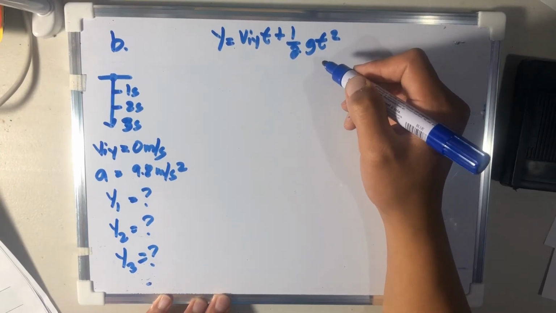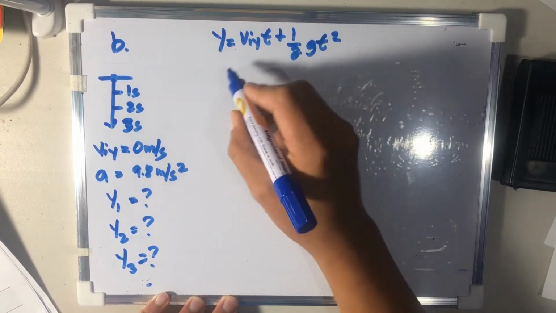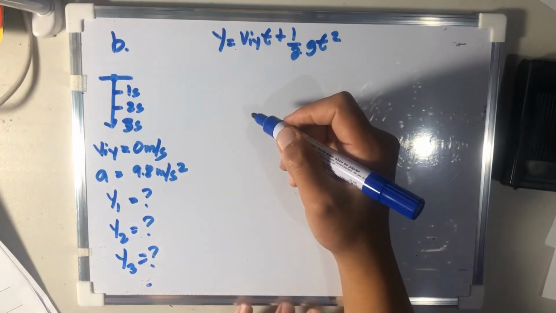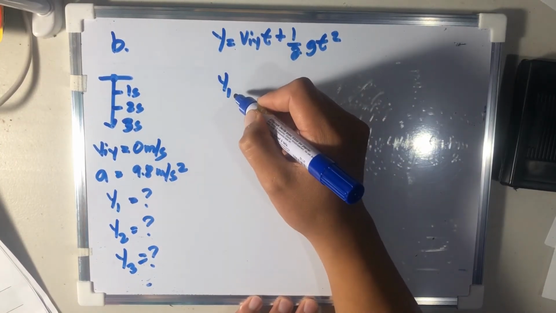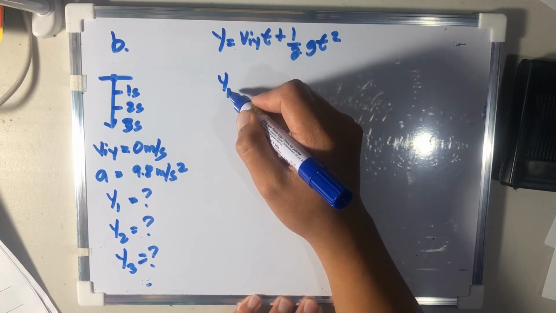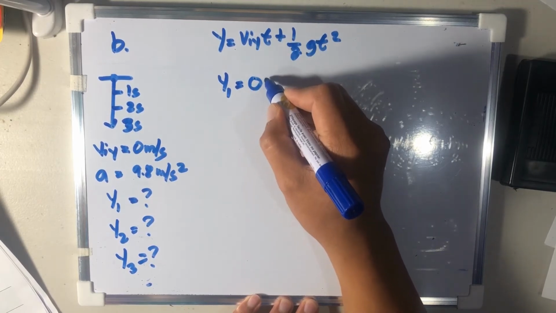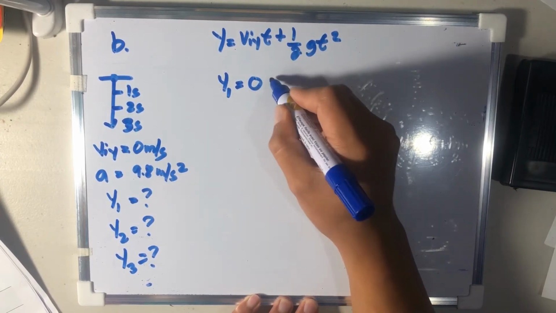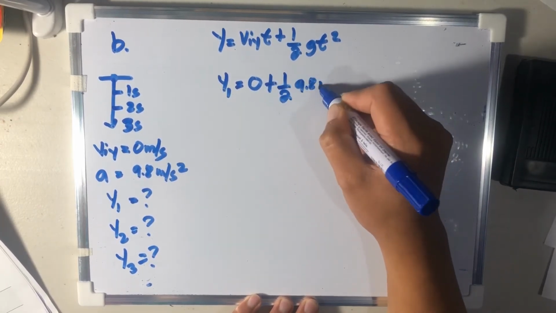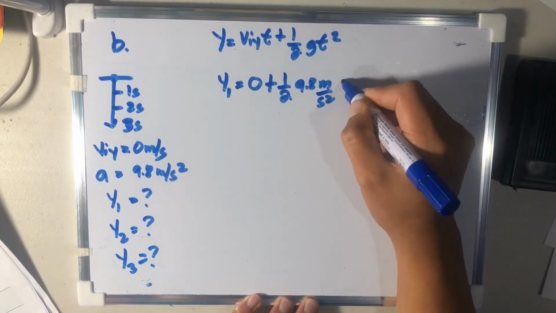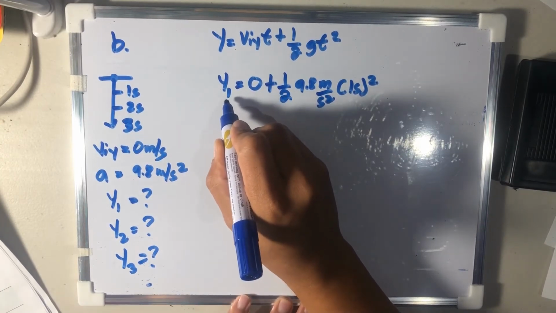So substituting the given, since we know Viy, we know g, and we know time. But to make a distinction between the three displacements, let us use the subscripts y1 for 1 second, y2 for 2 seconds, and y3 for 3 seconds. So this is 0 meters per second multiplied by time, which is still 0, plus 1/2 times 9.8 meters per second squared multiplied by 1 second squared, since we are looking for the displacement after 1 second.